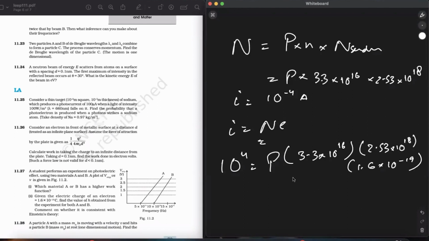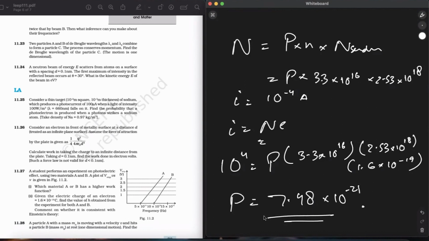Okay, so on solving all of this, what will it be? 10 to the power of minus 4 divided by 3.3 into 10 to the power of 16, divided by 2.53 into 10 to the power of 18, divided by 1.6 into 10 to the power of minus 19. Okay, so 7.48 into 10 to the power of minus 21. See, this is the probability of photon emission by a single photon on a single atom. Okay.